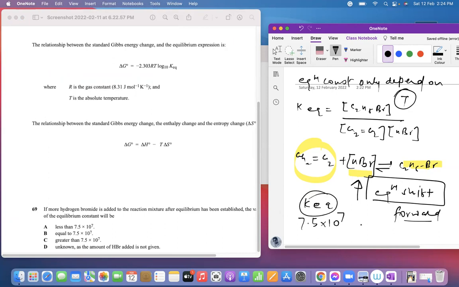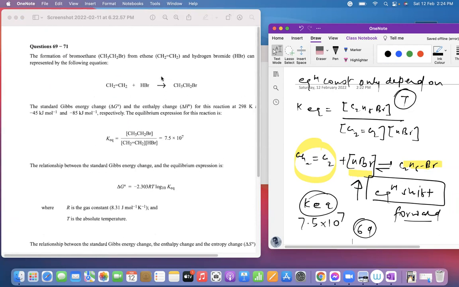Now the question 69, what should be the value? More than this, less than this, or equal? This is the K equilibrium value, you can see 7.5. Yes, very good. It will remain the same. Why? Because K equilibrium will not change by a change in concentration of reactant or product. It can only be changed with the change in temperature.